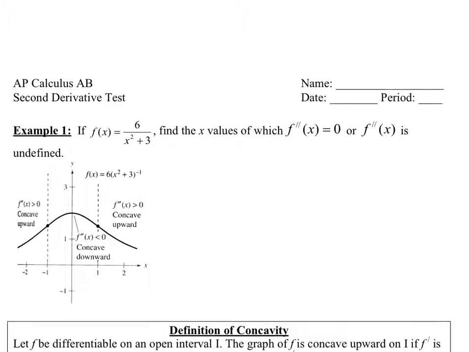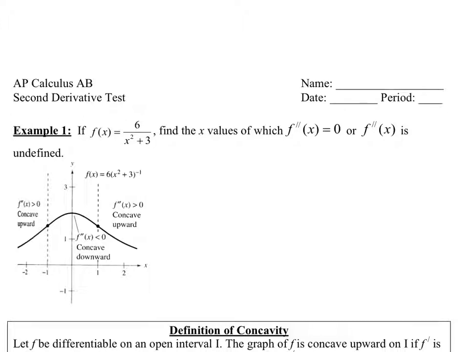So here we have our function f of x equals 6 over x squared plus 3, and we want to find the x values at which f double prime of x equals 0 or is undefined. So notice again here with the second derivative, we're going to be finding zeros and where it's undefined. Okay?